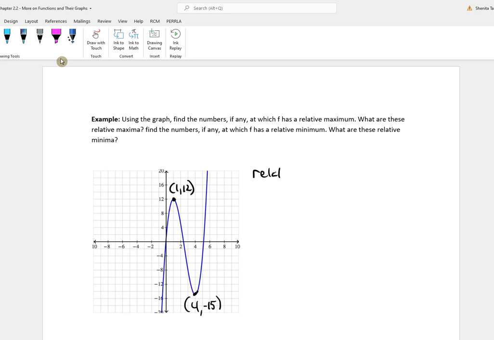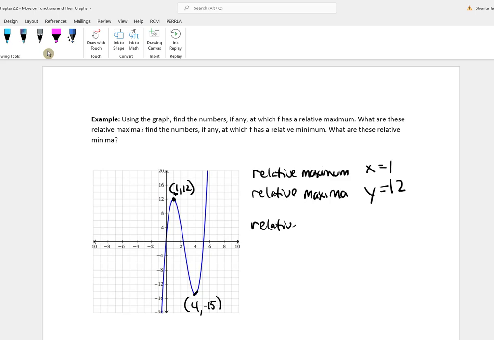So let's look at the relative maximum. Okay, remember I said the relative maximum deals with the location on the x-axis. So we're going to look at the x value for the relative maximum, and this x is equal to 1. The relative maxima is the height of this point, and that's along the y. So your relative maxima will be 12.